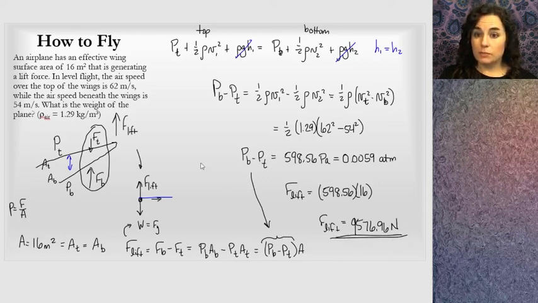Seems maybe like a small plane. It has 16 meters squared, which doesn't seem very large for a plane. If I calculate a mass, if I let all of this be mass, it's 977.24 kilograms. So about a 1,000 kilogram plane. Doesn't seem very, very big.